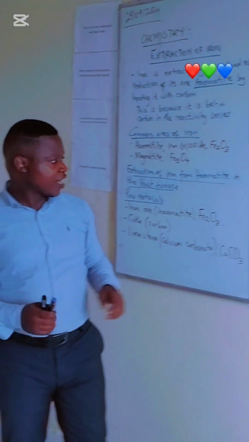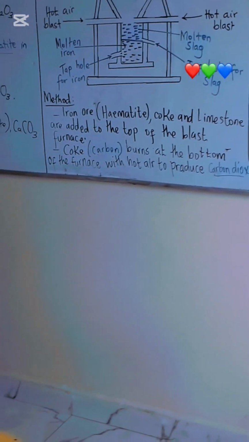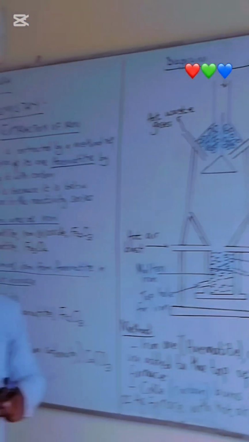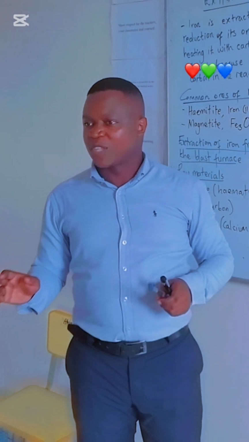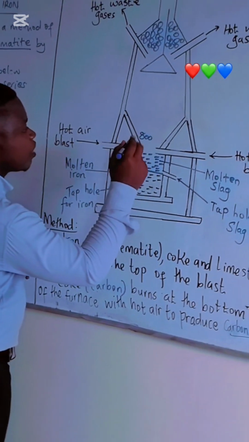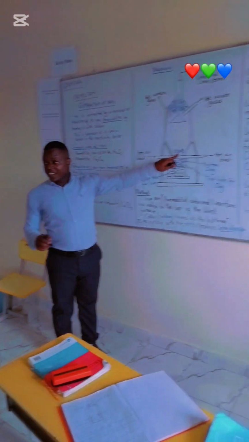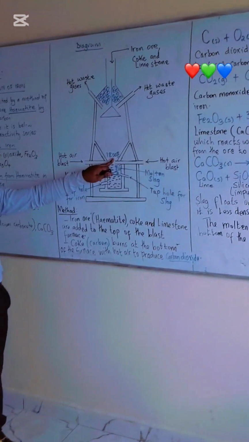So what happens is that Haemetite, coke, limestone, they are added from the top of the blast furnace. Because in this furnace there is a lot of heat. The word furnace means too much heat. So that's why we call it a blast furnace. It produces a lot of heat. Along this region, we have temperatures of approximately 800 degrees Celsius. The blast furnace has temperatures of about 1,800 degrees Celsius from the bottom.